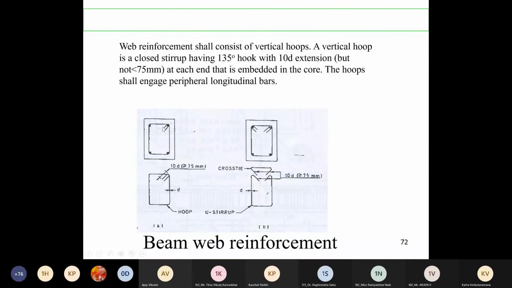And then in the web reinforcement, these 135-degree hoops. Web reinforcement shall consist of vertical hoops. A vertical hoop is a closed stirrup having a 135-degree hook with 10 times diameter bar extension, but not less than 75 mm at each end, that is embedded in the hoop. In the 2002 revision of IS 13920, I guess this value is 65 mm. The hoop shall engage peripheral longitudinal bars. This is shown here. You can provide a 135-degree hook like this, or you can also provide a hook cross tie, as you can see here. And this length is 10 times the diameter, not less than 75 mm.